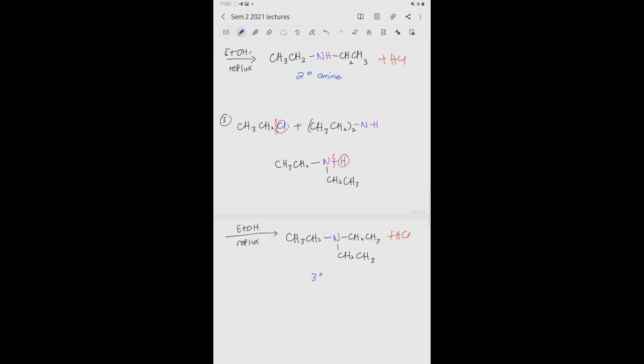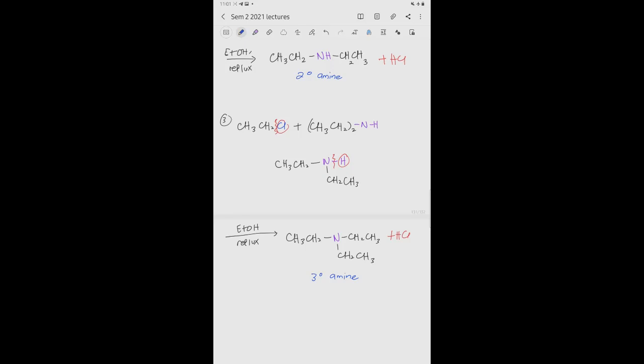Why tertiary amine? Because we have 3 alkyl groups or 3 carbons attached to N. And actually, we can have a maximum of 4 alkyl groups attached to N, so we can also have quaternary ammonium salt. But I'm not going to discuss it now. We will discuss it further in chapter 11 later.